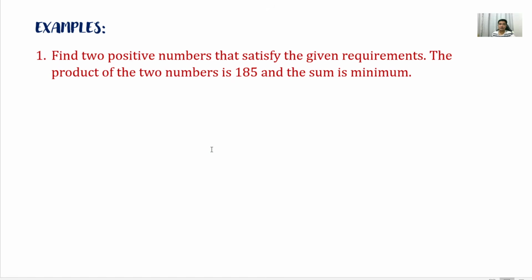Okay, we have examples here. Example number 1 tayo. Find the positive numbers that satisfy the given requirements. So, two positive numbers daw class, wherein the product of the two numbers is 185 and the sum is minimum. So, yung unang step natin is either draw or denote yung mga given natin to x, y, and z. So, first class is there are two numbers daw. So, positive ha.